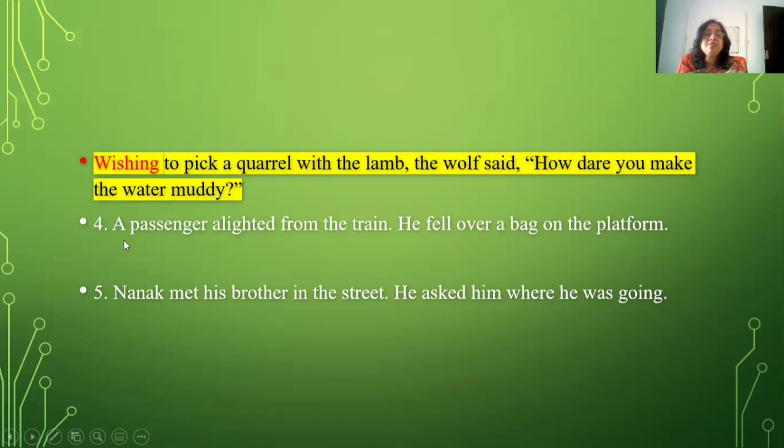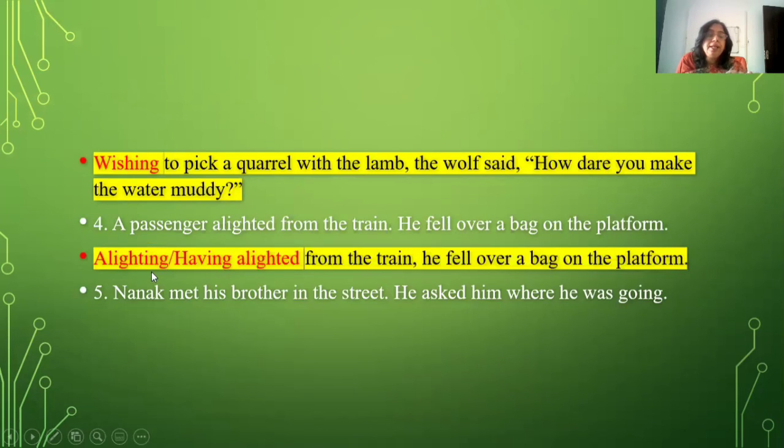Next is, a passenger alighted from the train. He fell over a bag on the platform. Alighting from the train or having alighted from the train, he fell over a bag on the platform.